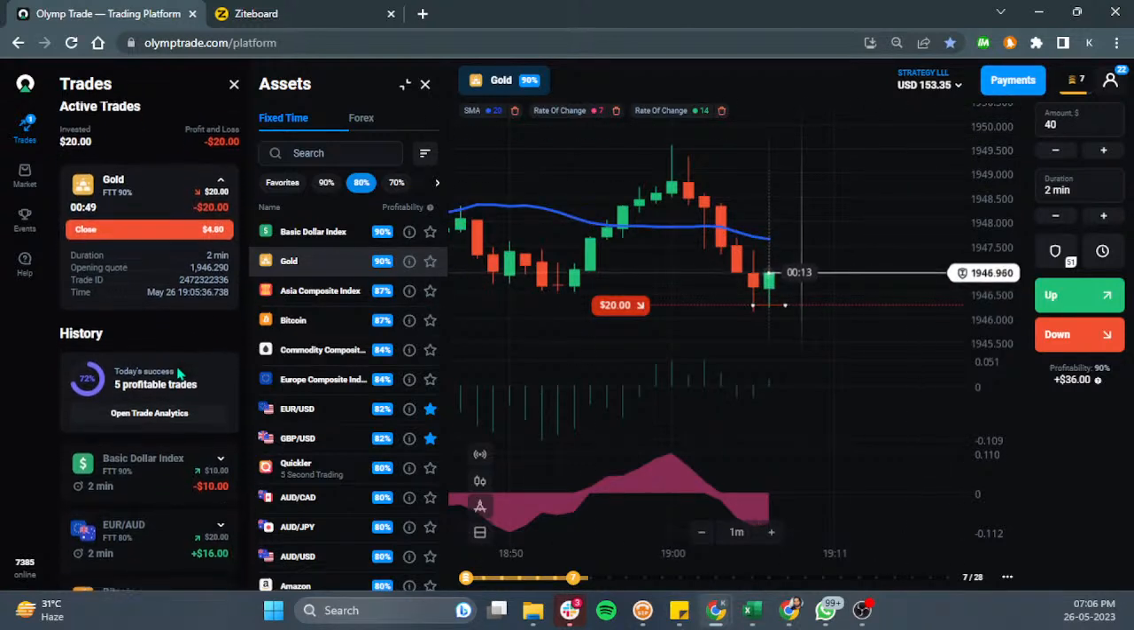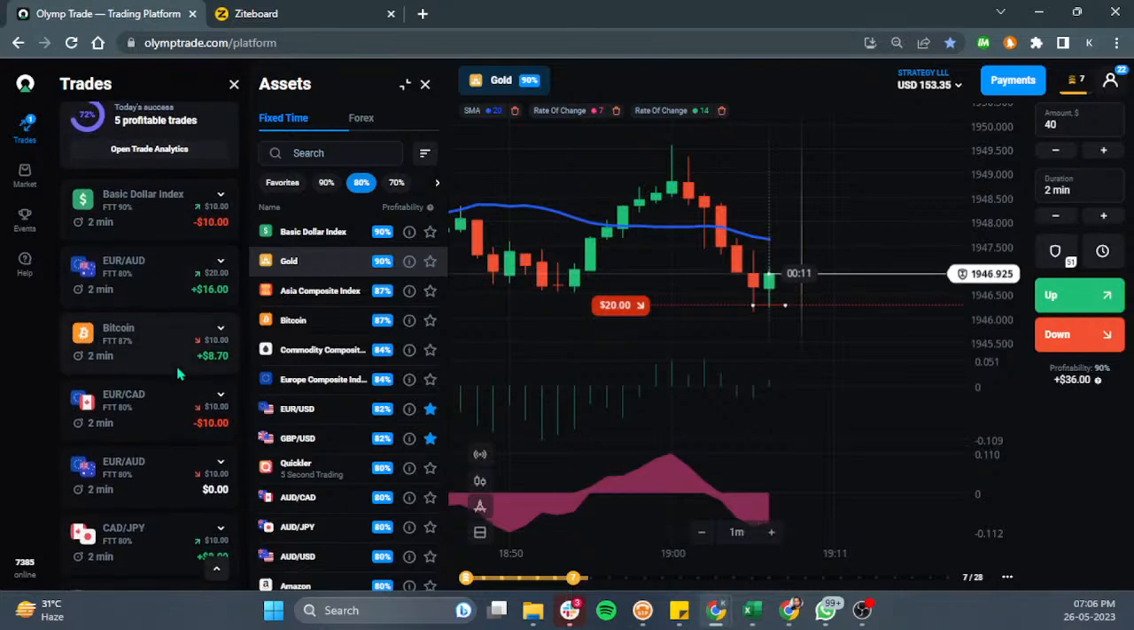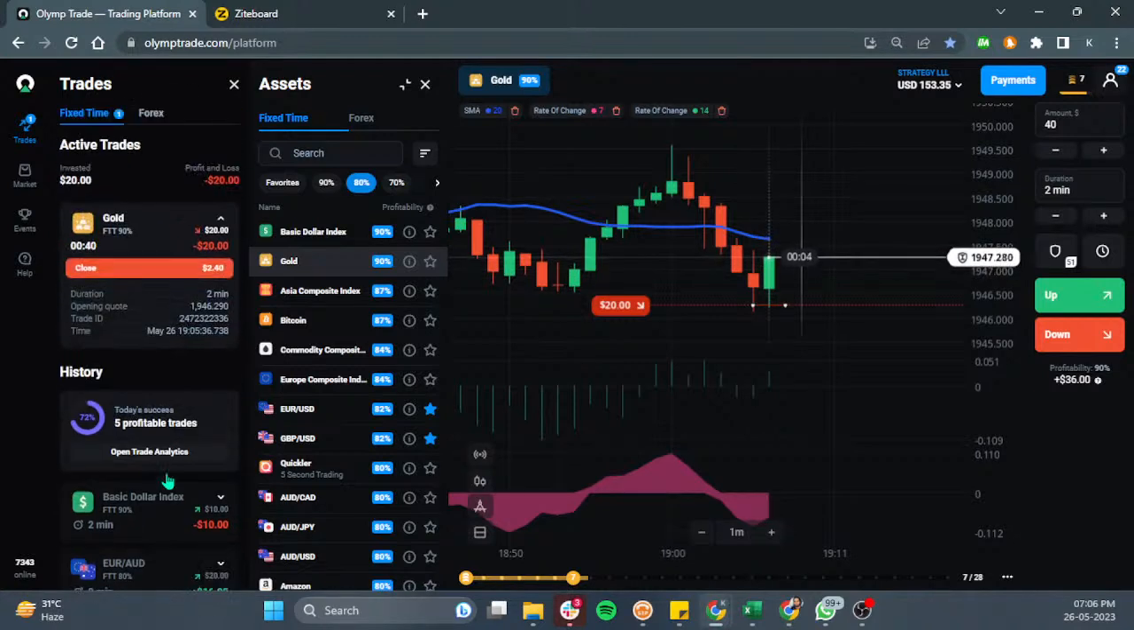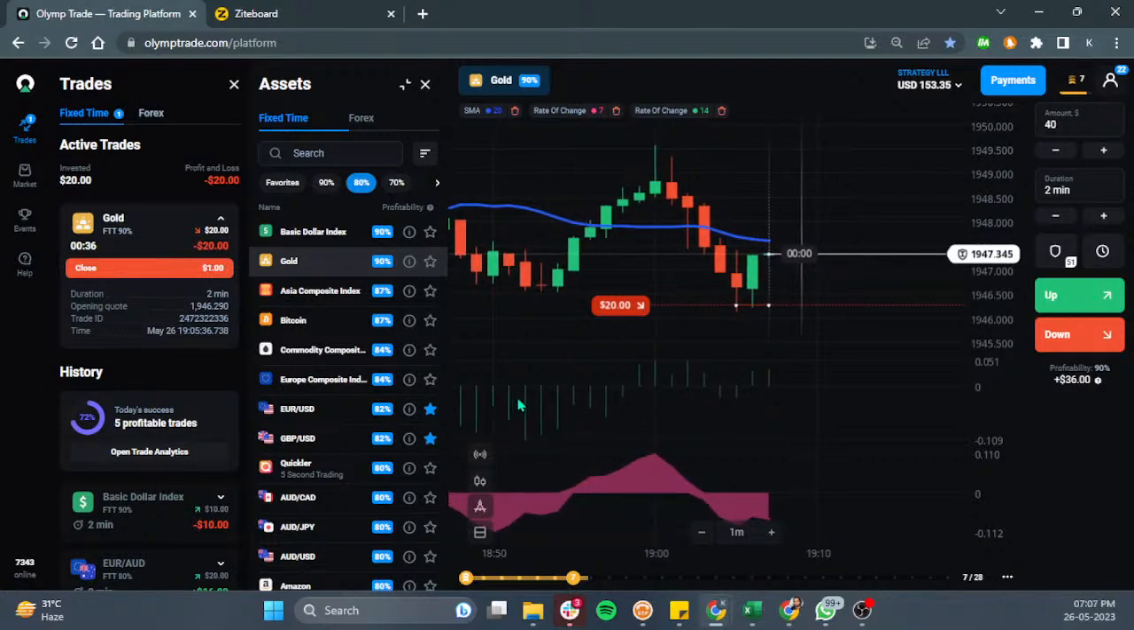Because if I look at my last five trades, two trades are profitable, two trades are loss, and one is no profit, no loss. So it means my trading might not be going that well. So in this situation, I shouldn't be opening a trade with doubling the amount. But of course, it's a personal choice to make, and if you want, you can do it.